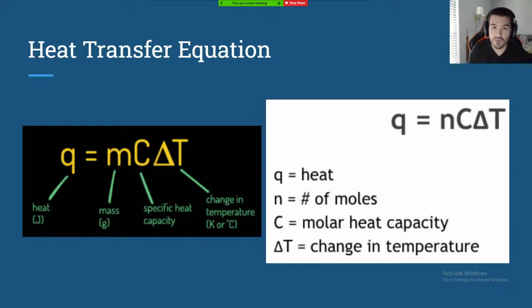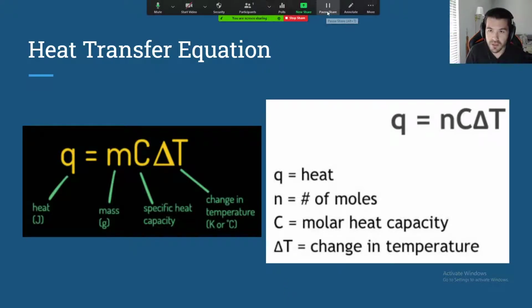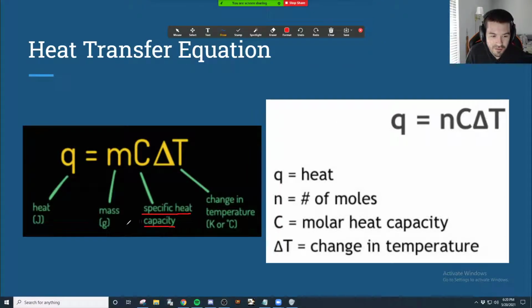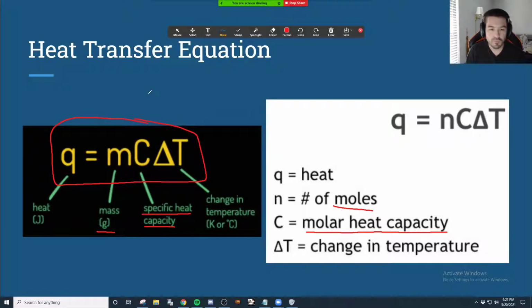This is the most important thermodynamics equation that there is. It is the first equation in the thermodynamics section on the reference sheet, okay? There's two forms of it because, once again, it depends on if you're talking about specific heat capacity with grams or if you're talking about molar heat capacity with moles. You're more likely to see this, okay? All right, so what does this mean?